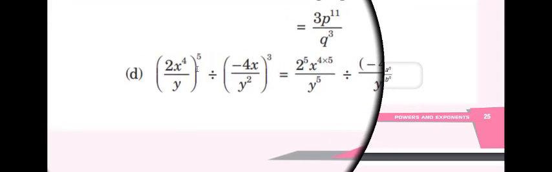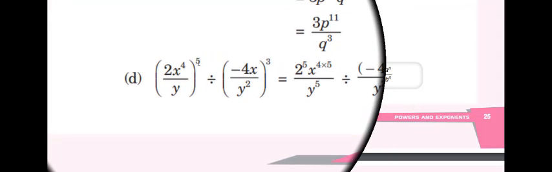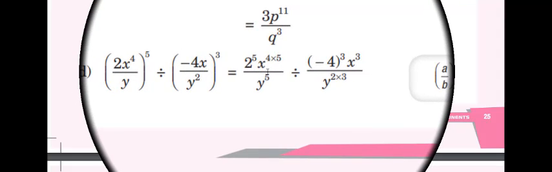Here again it's a division sign. So first of all, the exponent 5 is given to all of them, so it will be distributed to all the terms inside the bracket. It will be given to 2, to x raised to the power of 4, as well as to y. So the result you can see here: 2 raised to the power of 5, x raised to the power of 4 into 5, and y raised to the power of 5. The same thing is done for the exponent with the number 3, and on solving you can find that the result comes out like this.